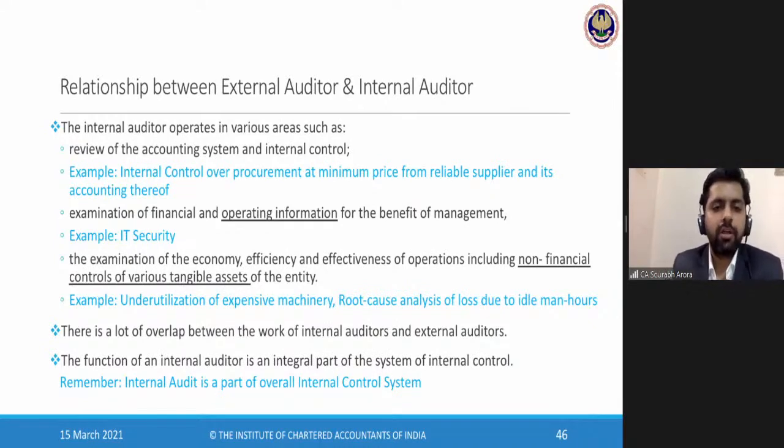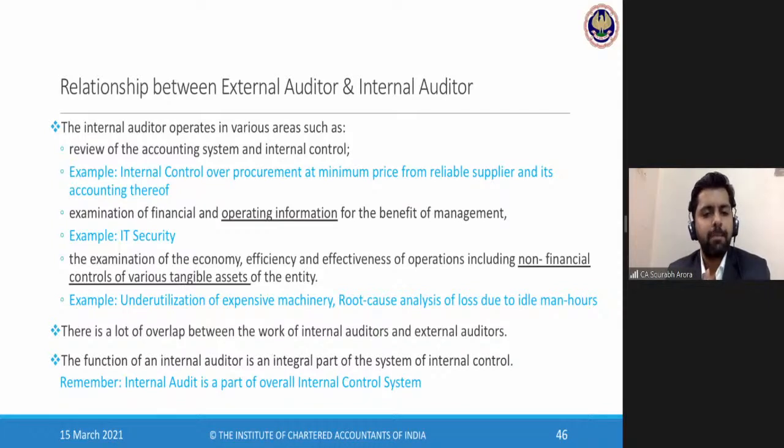So the internal auditor operates in various areas such as review of the accounting system and internal control. What we are discussing over here is the overlapping thing. The review of accounting system and internal control, for example, internal control for procurement and minimum price from reliable supply, etc. Examination of financial and operating information for the benefit of management, for example, IT security. Then the examination of economy, efficiency, and effectiveness of operations, including non-financial controls of various tangible assets. You can see the example, root cause analysis of idle man hours, unutilization of expensive machinery.